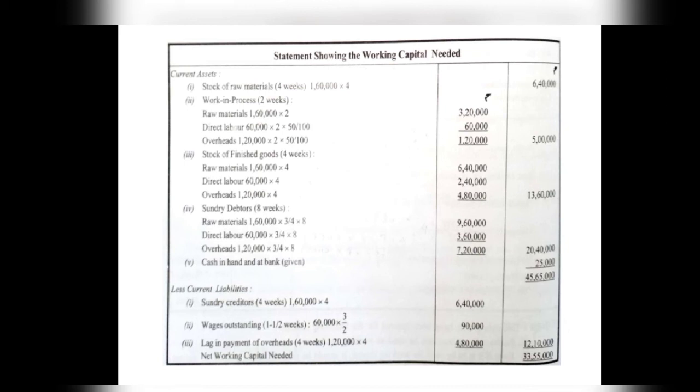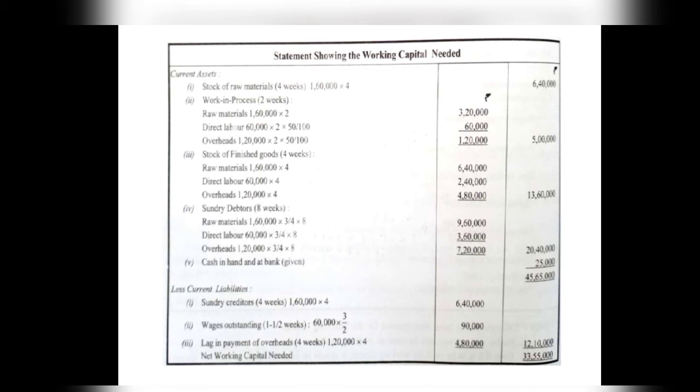Then the fifth current asset. In the example, it is given that the company has to maintain a cash and bank balance of rupees 25,000. So here we don't have to make any calculation. The amount is given. We have to simply write the amount as it is. So the fifth current asset will be cash in hand and at bank. It is 25,000. Then we take the total of the outer column and it will be called total current assets. 5 lakhs plus 13,60,000 plus 20,40,000 plus 25,000. It comes to rupees 45,65,000. This is total current assets.